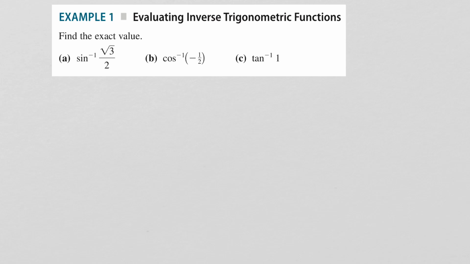And finally, for the inverse tangent of 1, we can once again draw a simple diagram. We know that inverse tangent produces an angle in between negative pi over 2 and positive pi over 2. Since this is positive 1, we know that angle must be in the first quadrant. And keep in mind that this is 1 divided by 1.